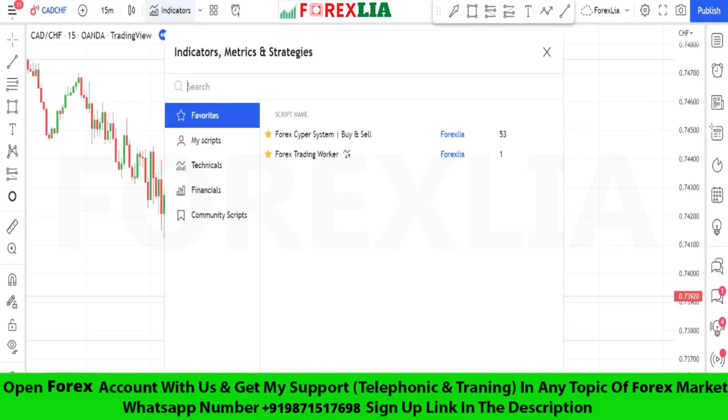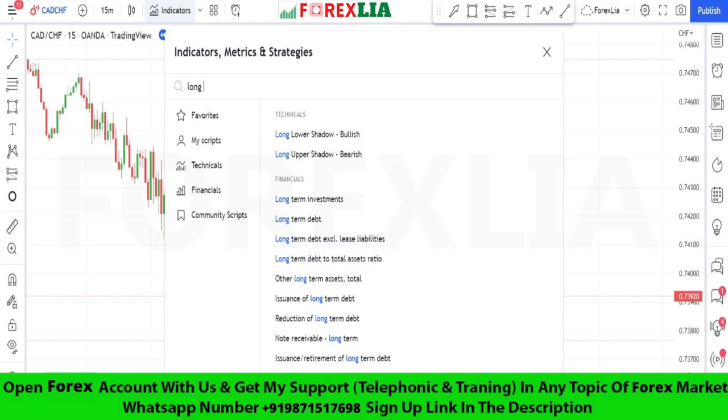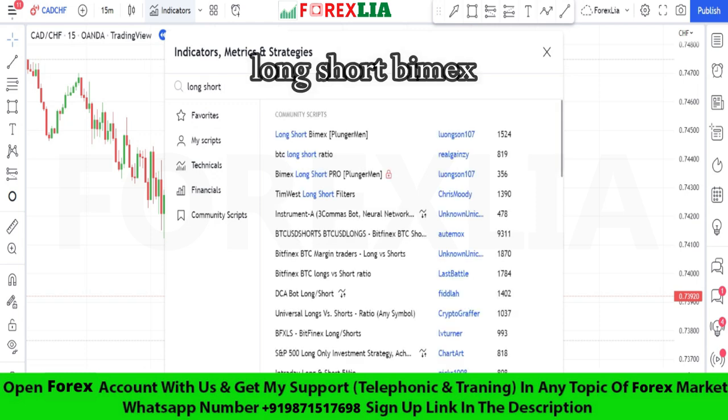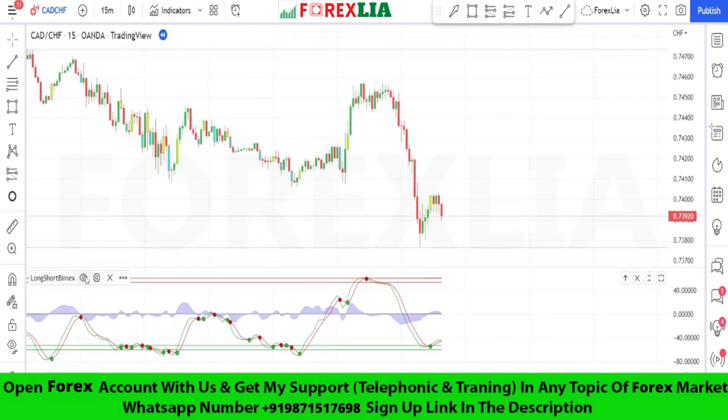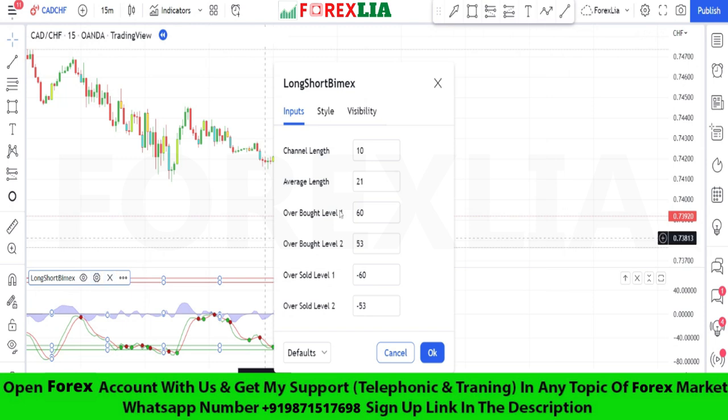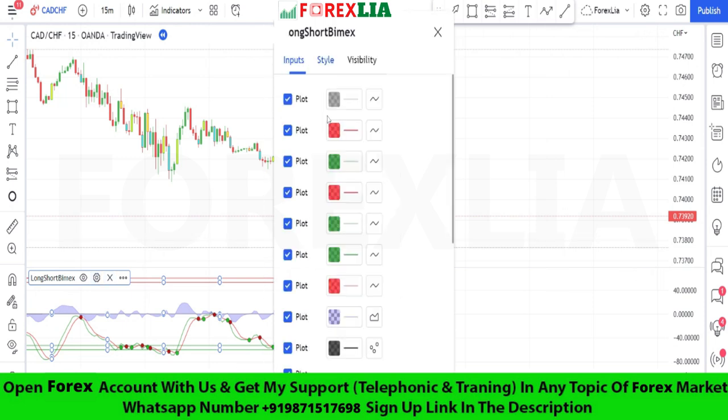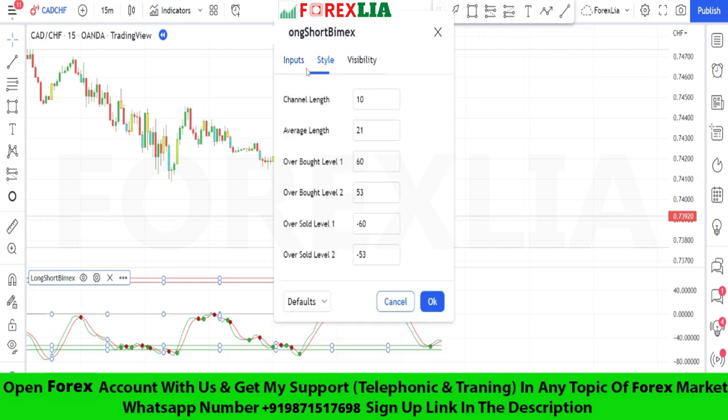This strategy we need long short BIMEX indicator, with change sum settings.